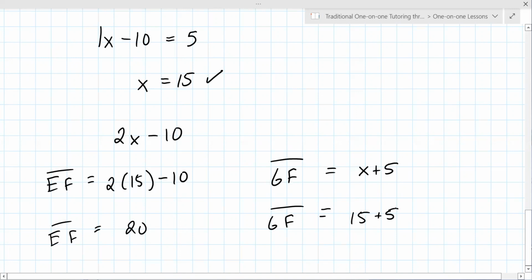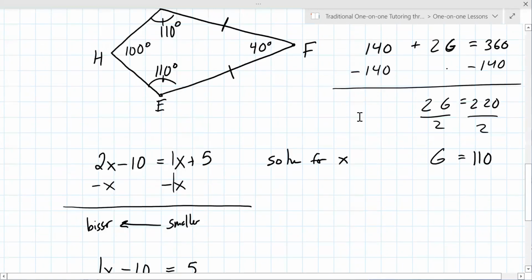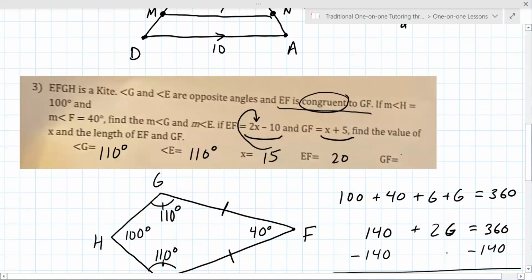Okay. What is 15 plus 5? 15 plus 5, 20. It's 20. Very good. So there you go. There's your answers to the last two parts here, 20 and 20. Yep.